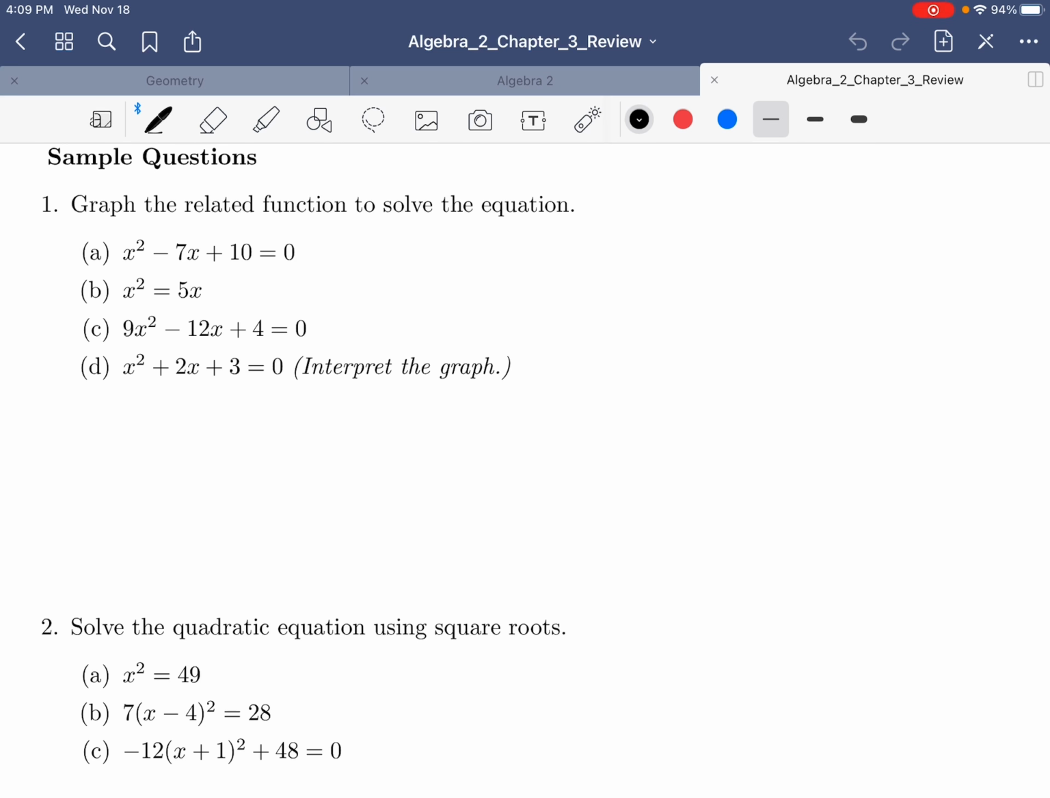So what we're going to do is solve these equations. Number one, we're going to take a look at the chapter 3 review. We're going to solve the first one by graphing. Graph a related function to solve the equations: x squared minus 7x plus 10 equals 0. You notice that it's already set to 0. So the first thing you're going to do is set it equal to y instead. You're going to turn the 0 into y. That's how you're going to graph this thing.